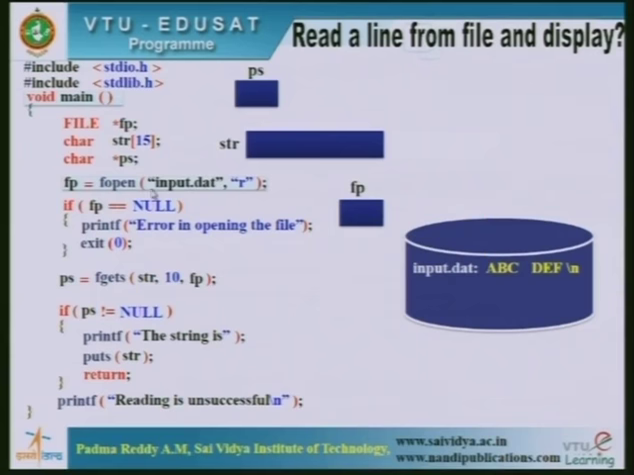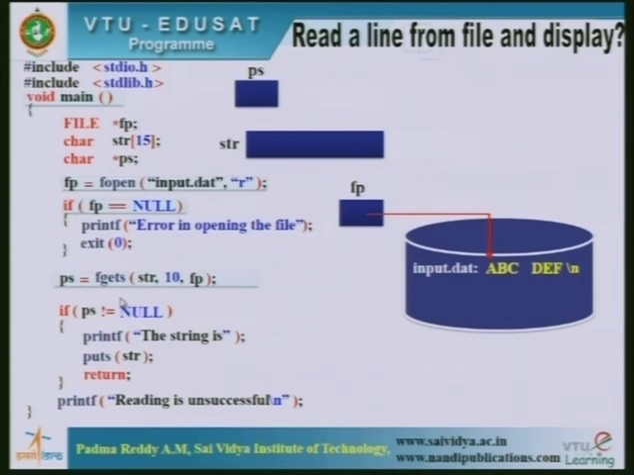The function fopen opens the file successfully, and it returns a pointer to a file, and the pointer to the beginning of this file is copied to which variable? fp. So the pointer to the beginning of the file input.dat will be returned by fopen and copied to fp. So fp points to the beginning of the file. When control comes here, we check whether fp is equal to null. Now tell me, is fp equal to null? No. So control simply comes out, and these two statements will not be executed, they will be skipped.